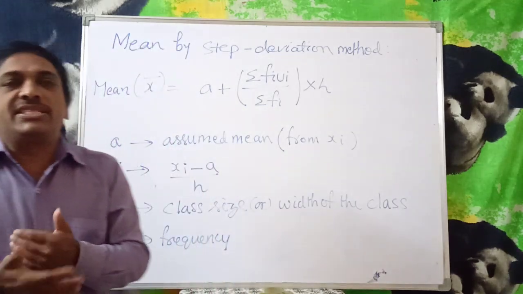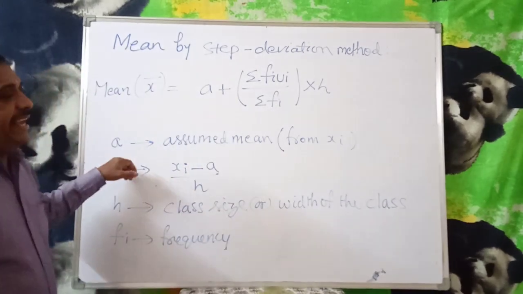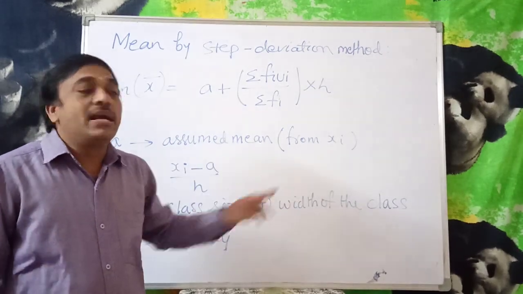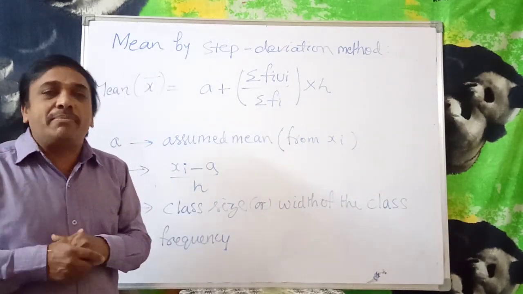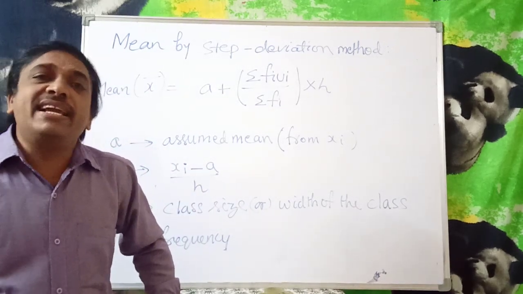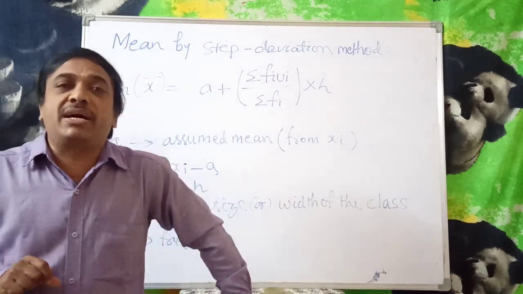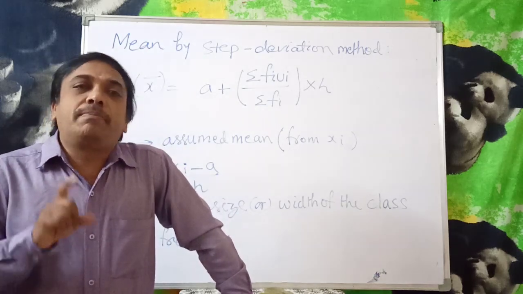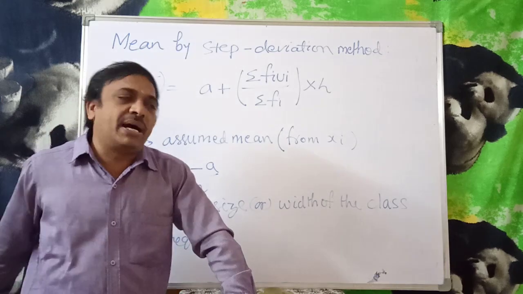Here, about the terminology: a is the assumed mean, and we take it from xi, any one value we choose from xi. What is xi? Class marks. How do you calculate a class mark? Any one of you can say. Lower limit plus upper limit by 2 is the class mark.